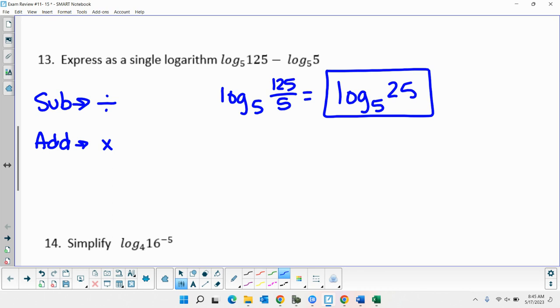Like I said, if it was addition, we'd make it multiplication. 125 times 5, and we'd make it 625. Okay? So you might have addition instead of subtraction on your exam. Okay?